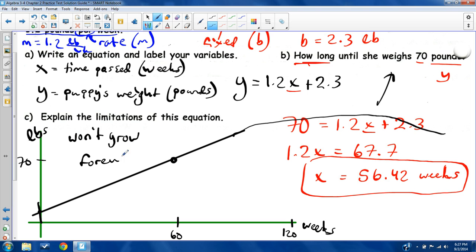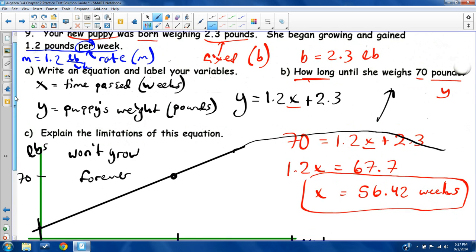Okay, it stops at some point. So that's why linear equations don't always work for these things, and we'll talk about that when we do the scatterplot thing a little bit.